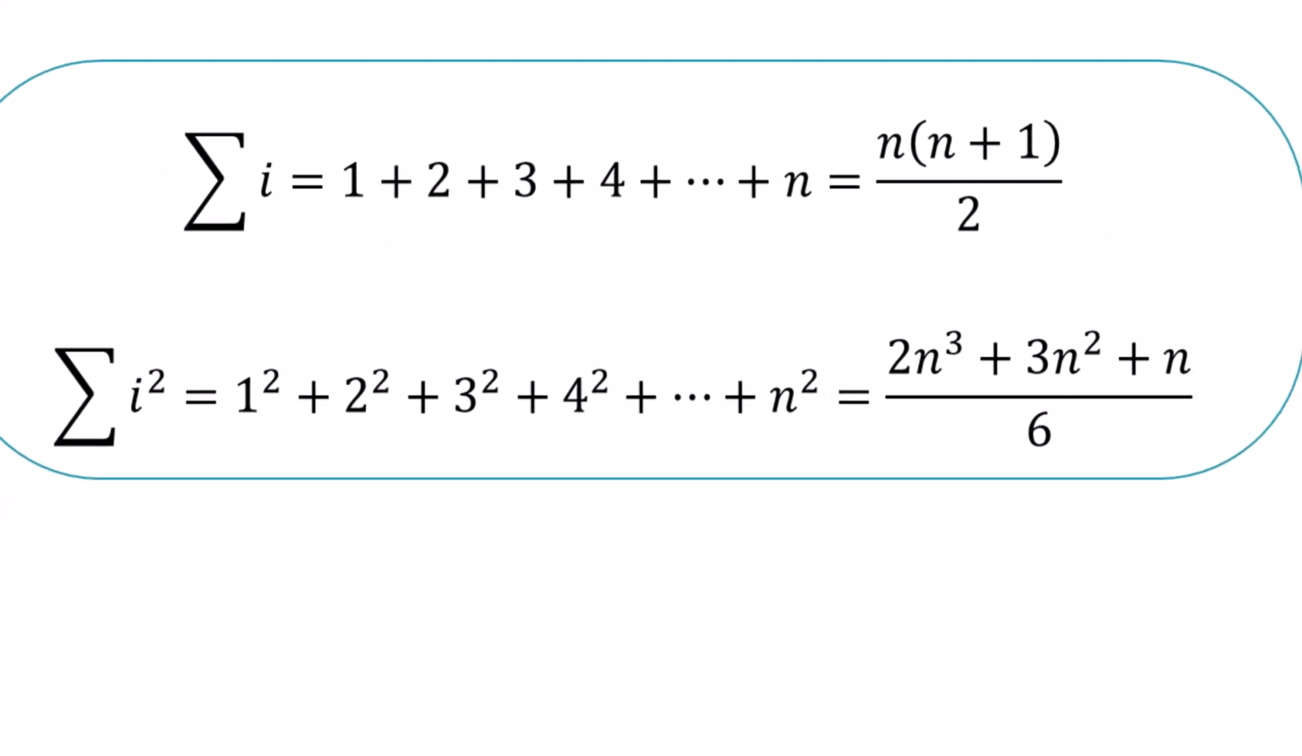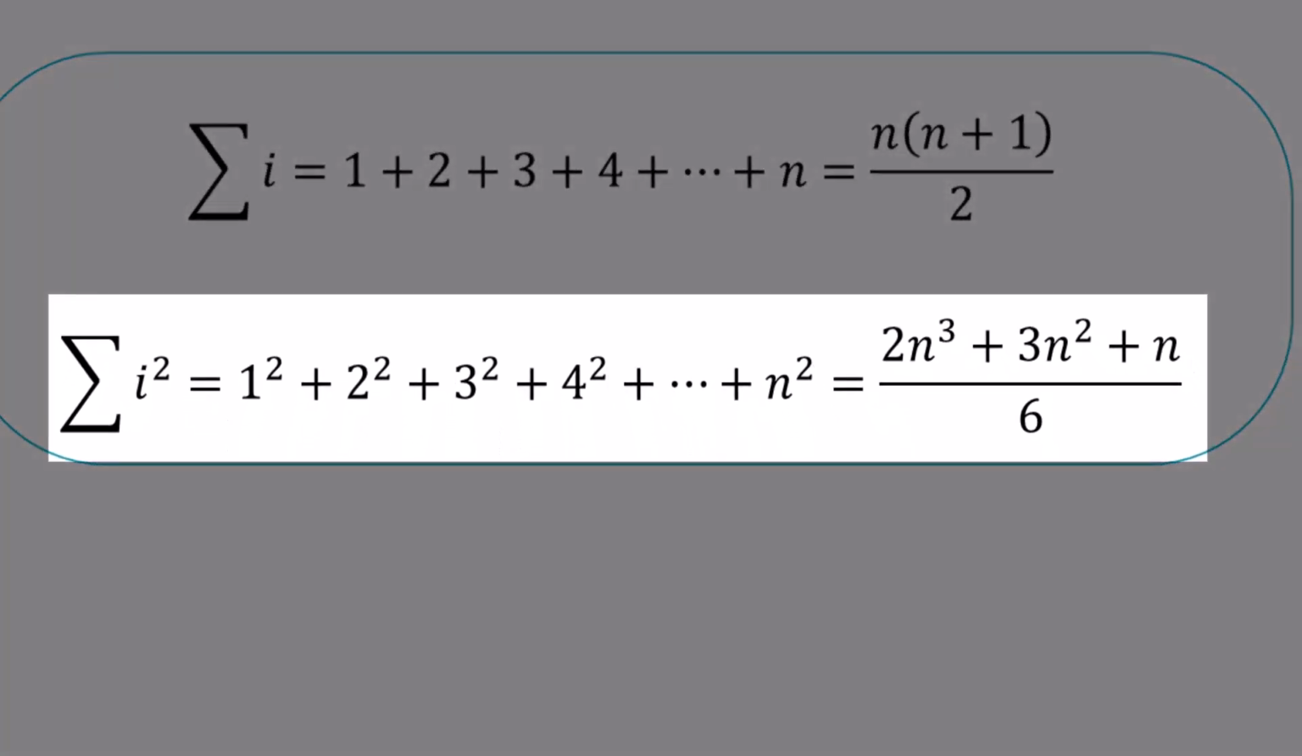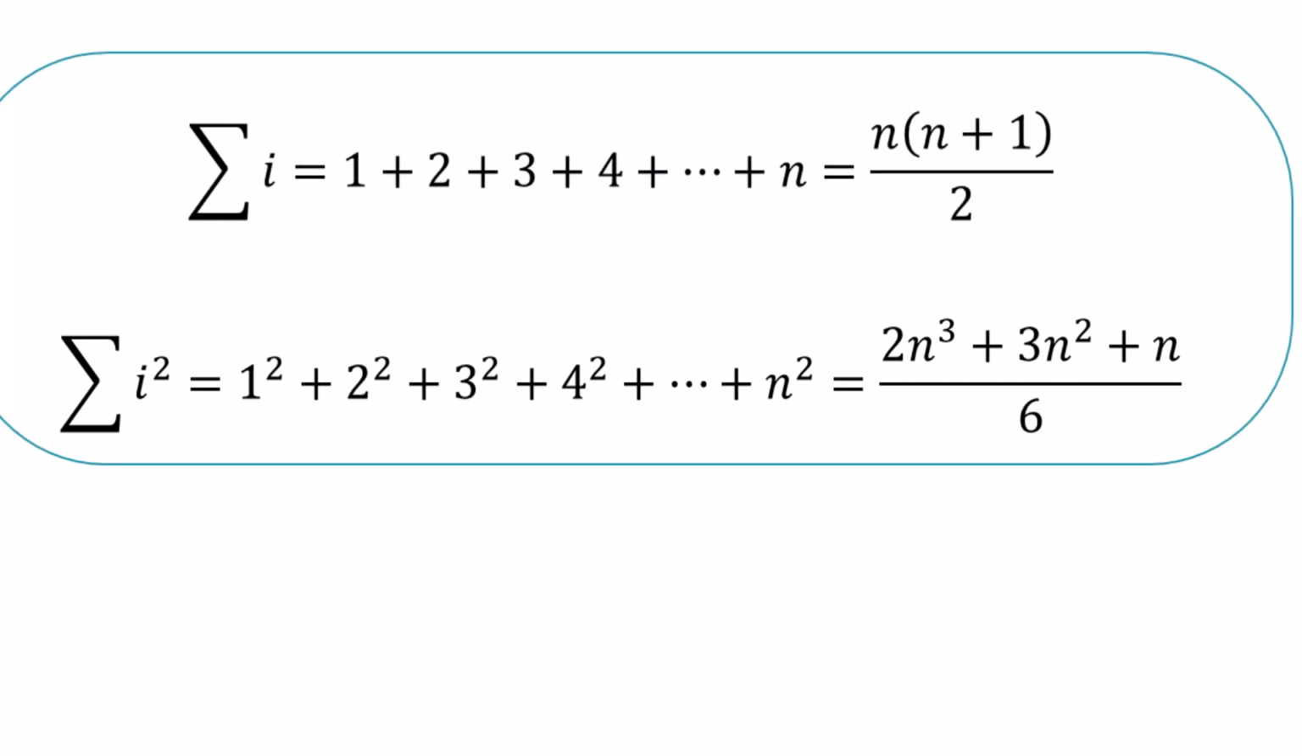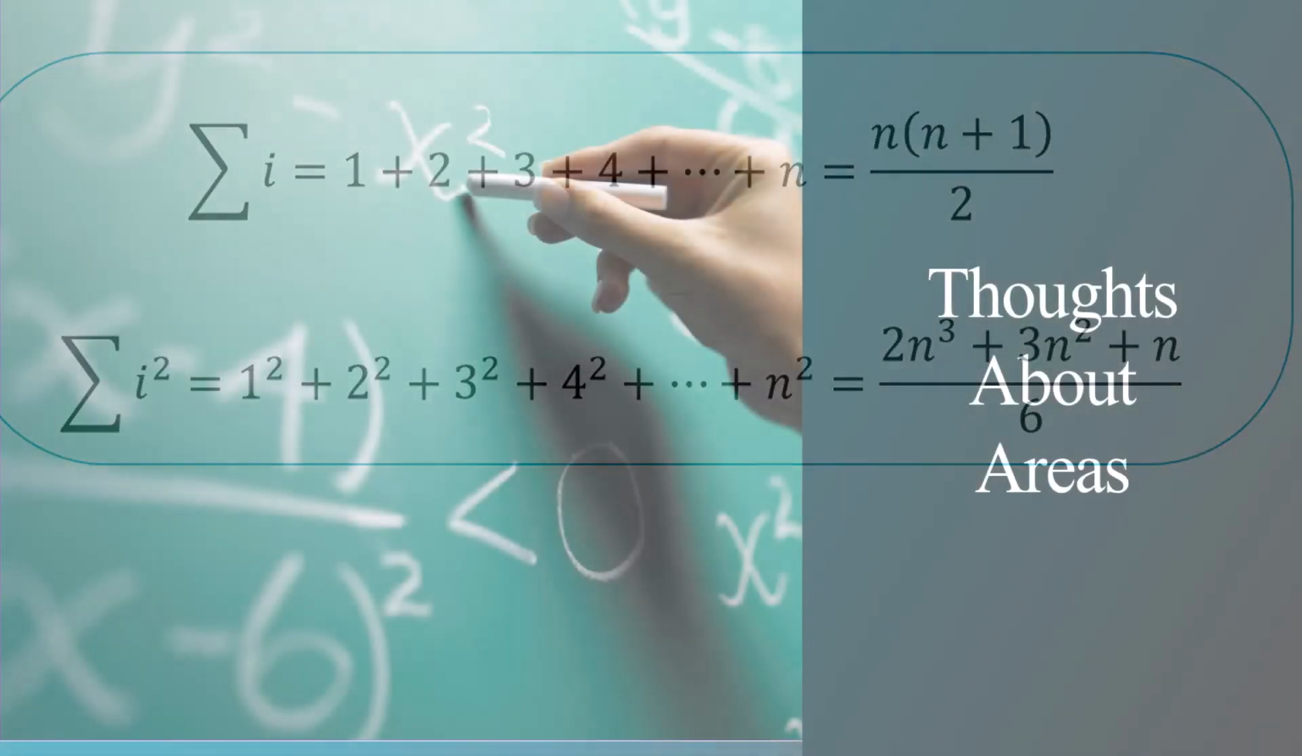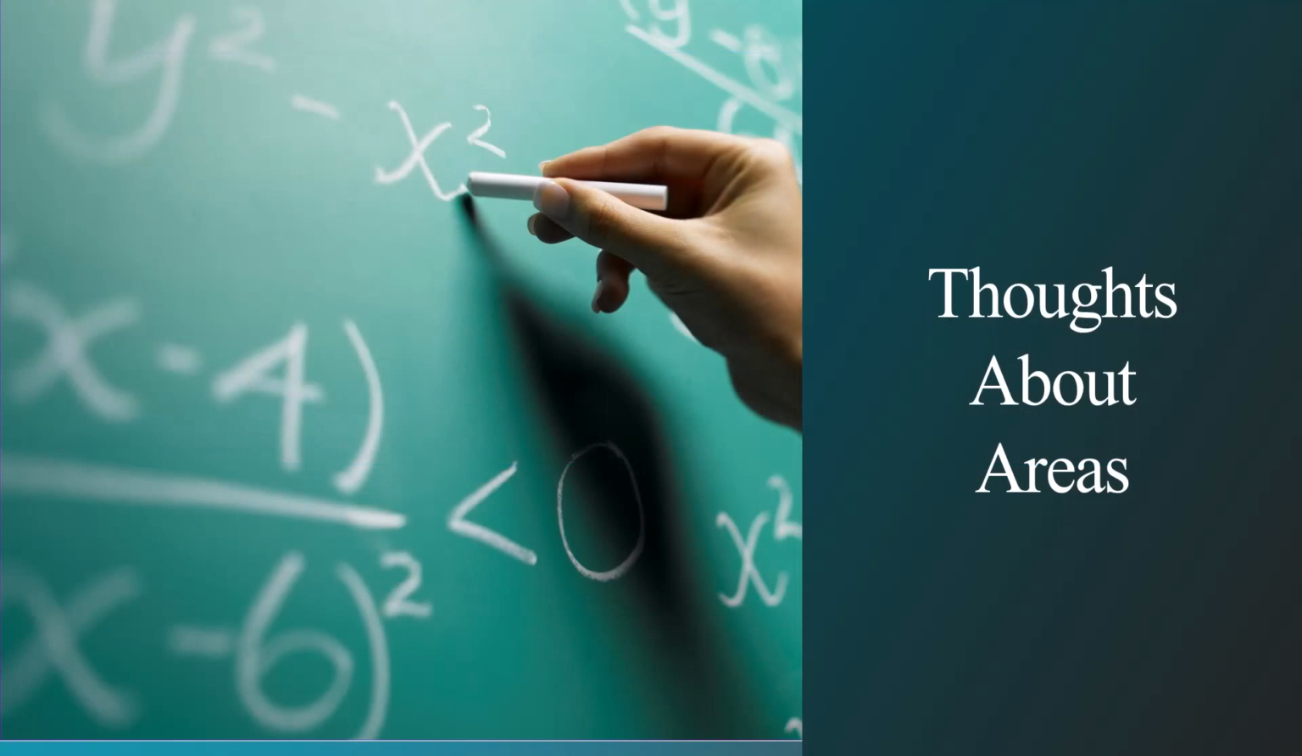In the second formula, the summation of i squared, which is 1 squared plus 2 squared plus 3 squared, all the way up to n squared, is equal to 2 times n cubed plus 3 times n squared plus n, all over 6. So let's just hold on to these formulas for a bit. We're going to shift to thinking about area.